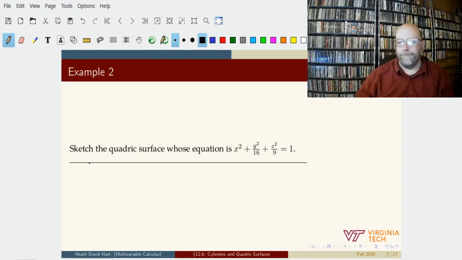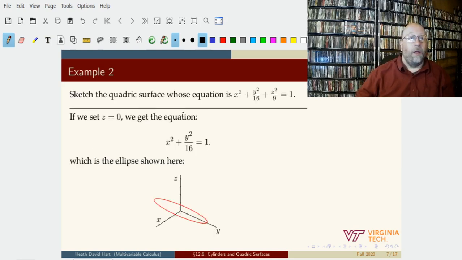All right. So let's see what happens. We'll start by creating the traces. So if we set z equals 0, this is a trace. So that's the first thing we're doing. We're creating the traces. I will later on do y equals 0 and x equals 0, but we're doing z equals 0 first. We get this equation, x squared plus y squared over 16 is 1. And that's this ellipse shown here.